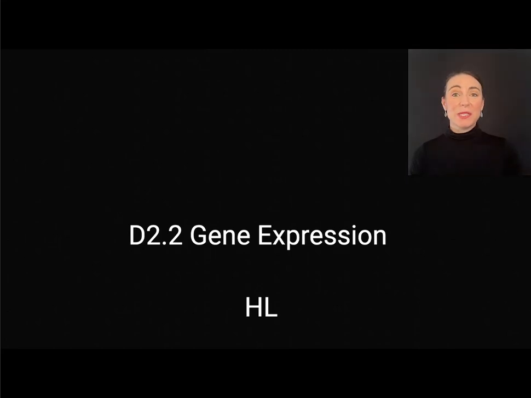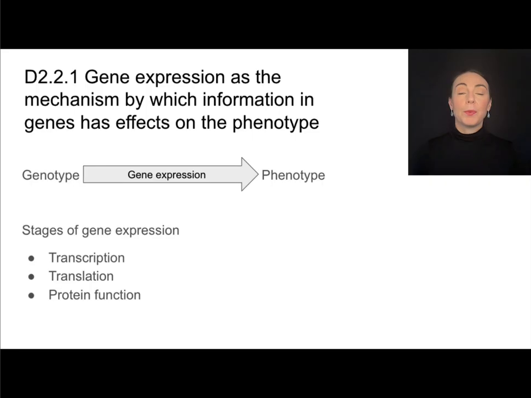This is a video for D2.2 on gene expression, which is a higher level topic. Now we can think of gene expression as being a process. So we inherit alleles from our parents, that is our genotype. The phenotype is the physical expression of those traits. So if we go back and think about what a gene is, a segment of DNA that codes for a protein, gene expression needs to involve manufacturing proteins.